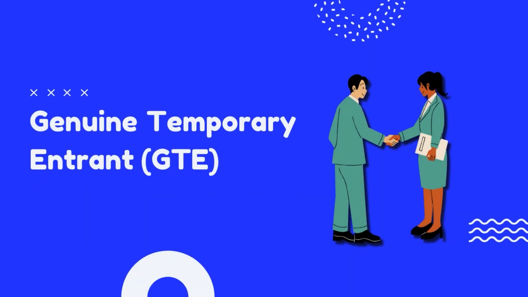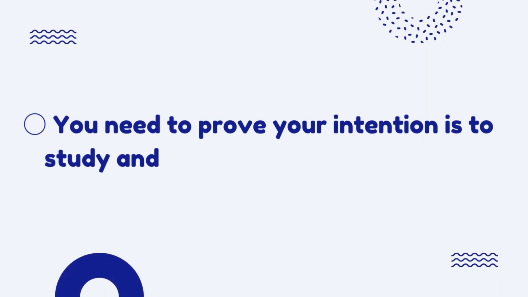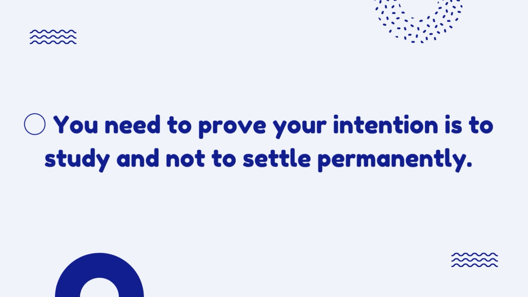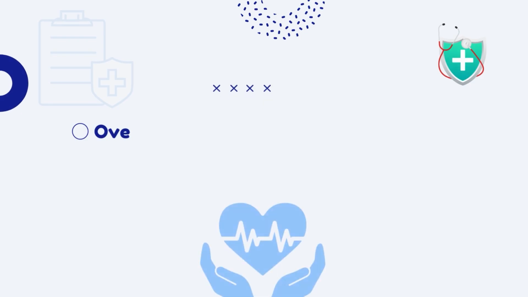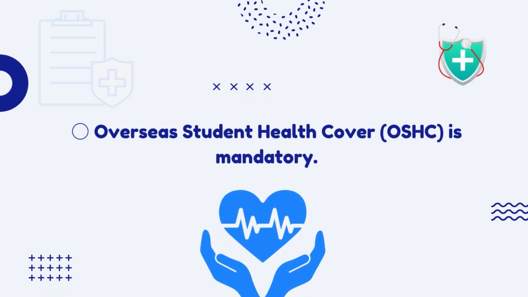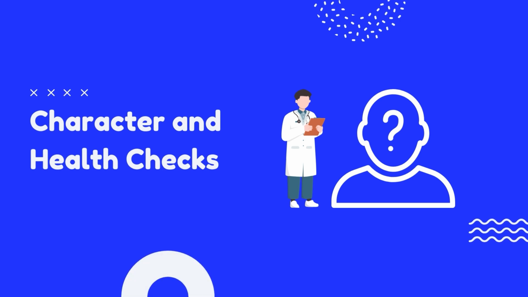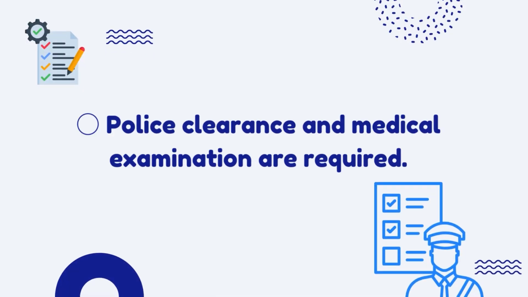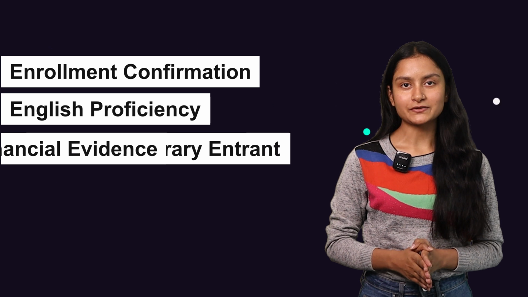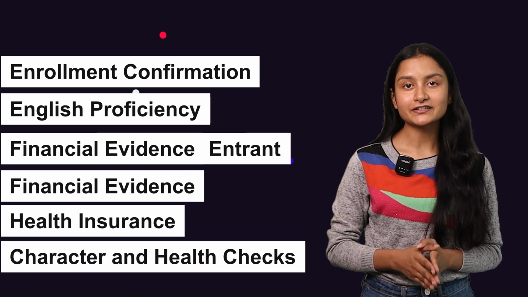Genuine temporary entrant: you need to prove your intention is to study and not to settle permanently. Financial evidence: show you can cover tuition fees, living costs and travel expenses. Health insurance: overseas student health cover is mandatory. Character and health checks: police clearance and medical examination are required. These are the core requirements. Additional documents may be needed based on your country and institution.